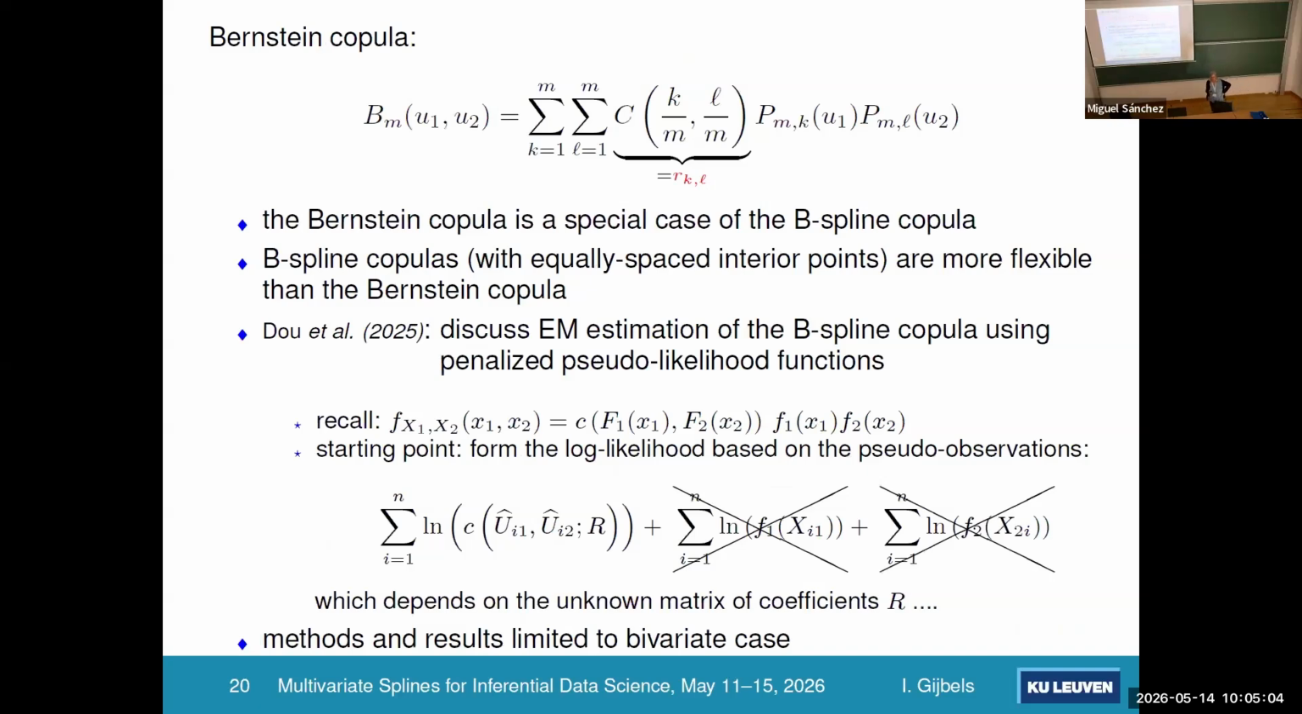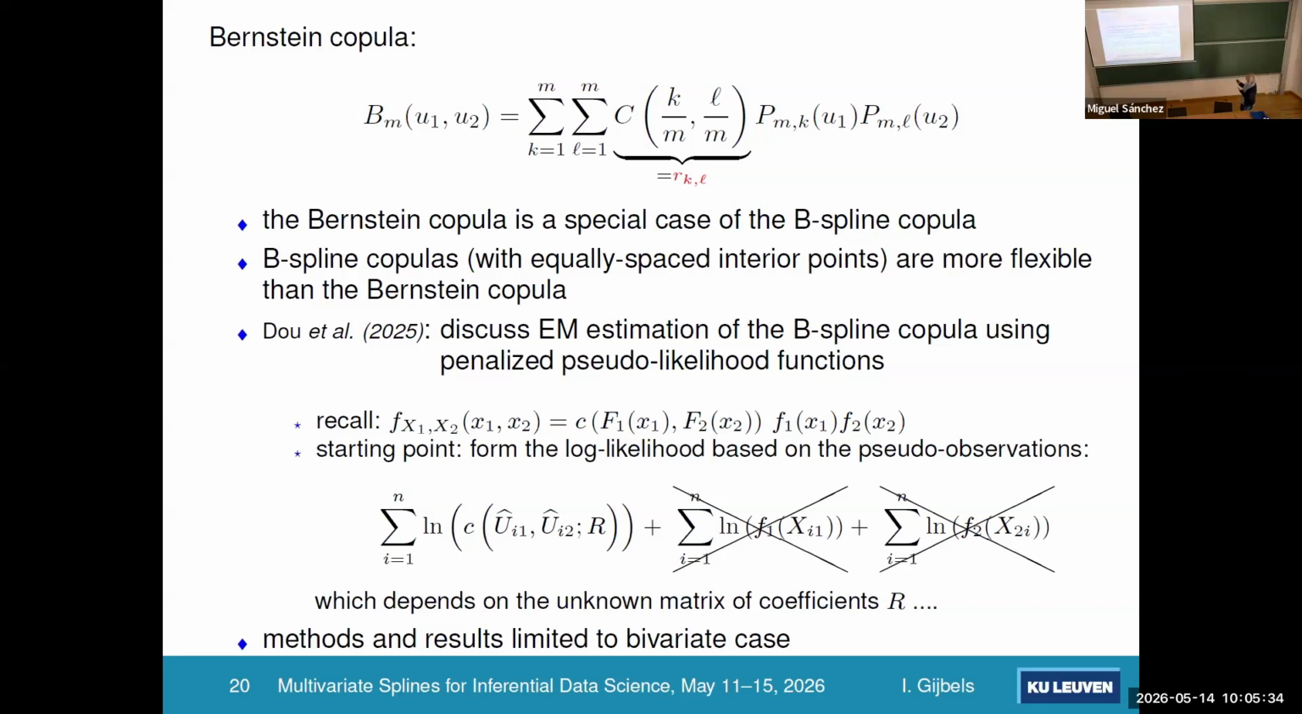Bernstein copula, Tom talked about that on Monday. I think that Bernstein is a special case of B-splines, so here it comes up again. In the case of the Bernstein polynomial, this R_kl is actually equal to that. Now, if you're not in the Bernstein copula setting, how are people estimating these coefficients from the data, satisfying these constraints? Because that's important.